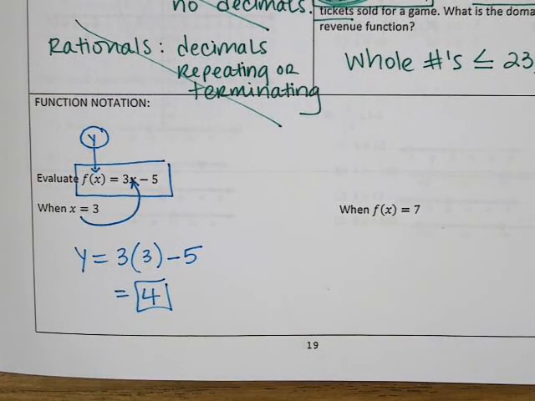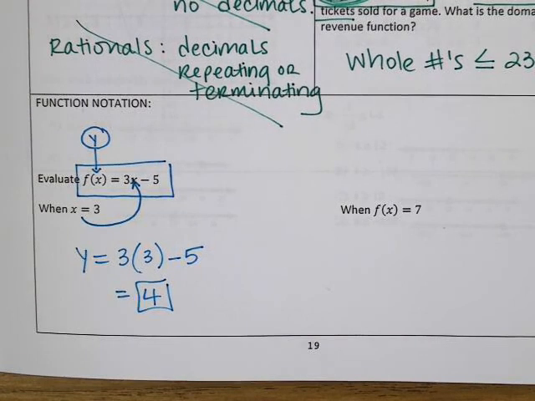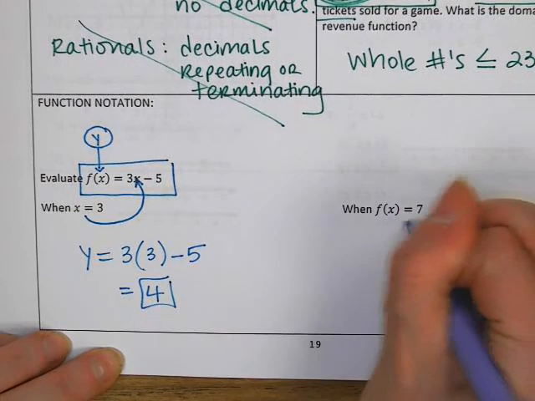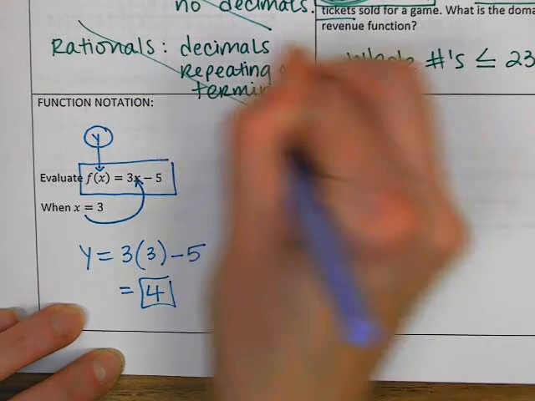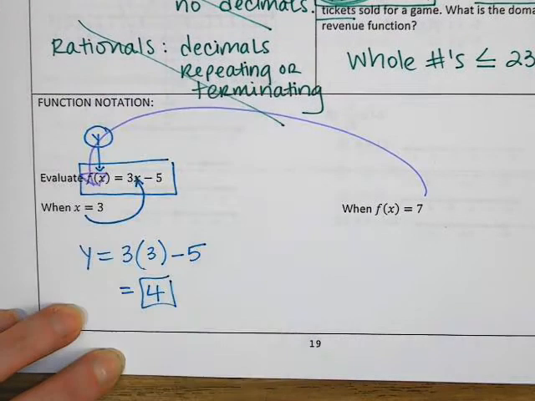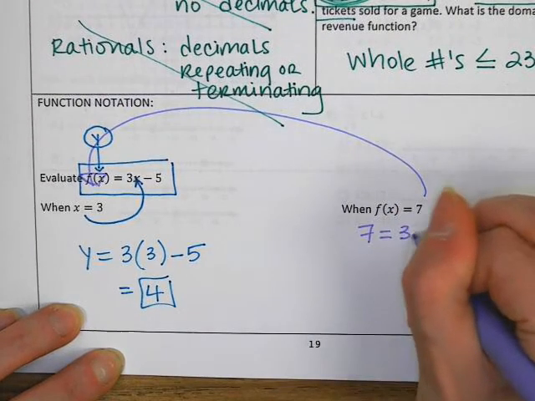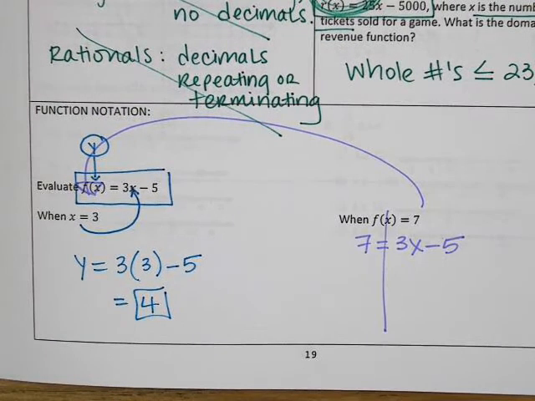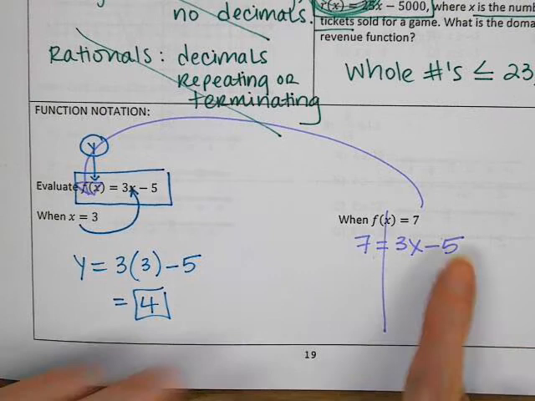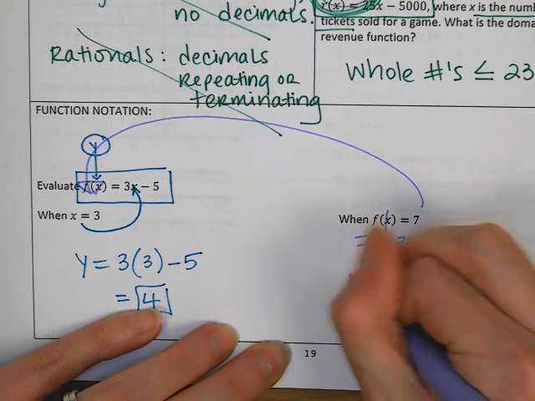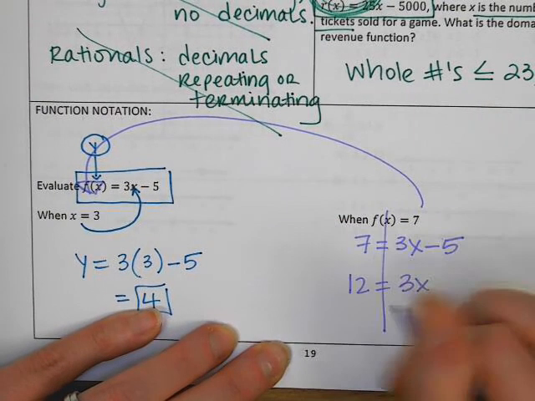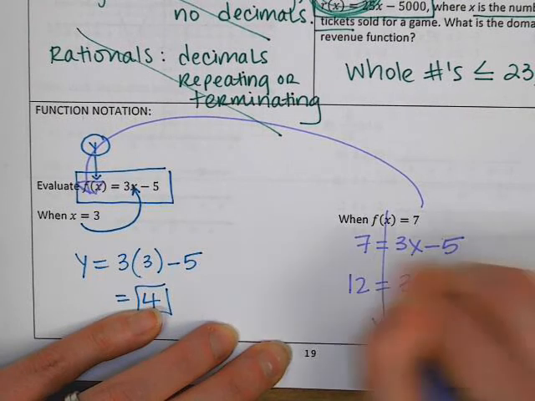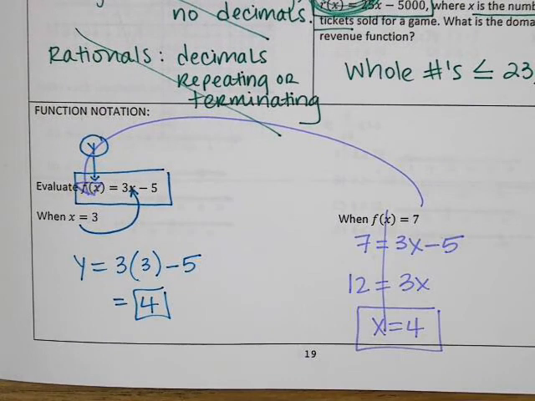Now this one's saying when the function value is 7, so like when y is 7, that means the 7 goes here. And they want you guys to solve for x. So if you add the 5 over, you get 12 equals 3x, and then divide by 3, x is going to be 4. Okay, so make sure you do the right thing there.